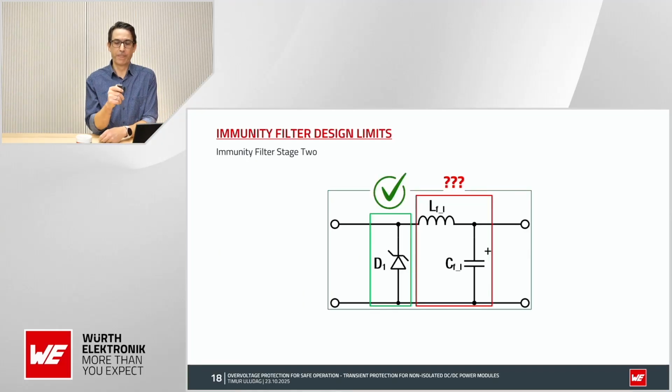So, to make a short break, the TVS diode is done. Here we know how much voltage we have. We know what product we can use here. So we have this green tick. The next is the LC filter we have to design.